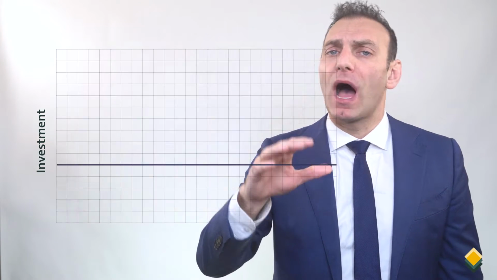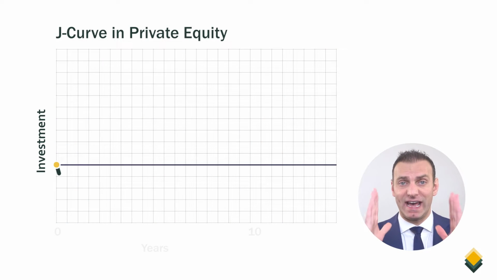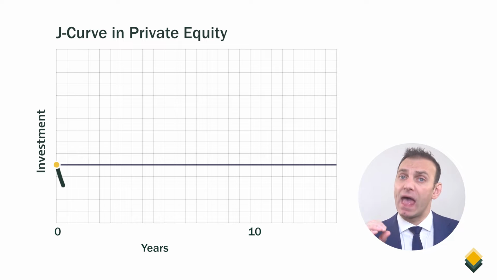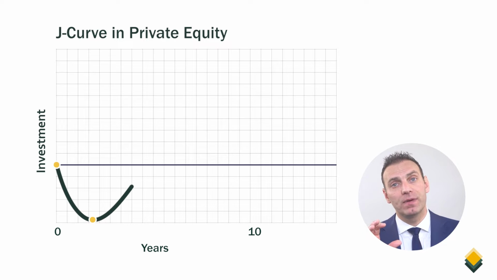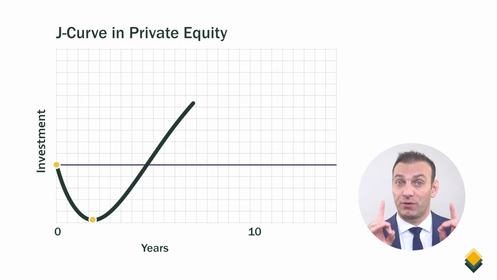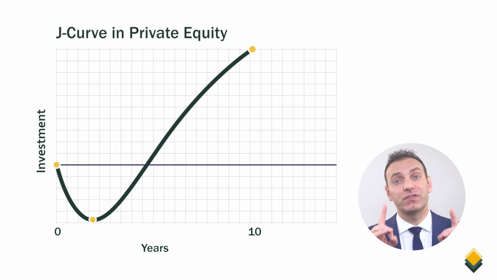Just to recap, a private equity fund is 10 years in length. At the beginning of the fund, it finds companies and buys companies. And slowly over time, it creates value and sells companies. If we graph this out, it creates what is known as the J-curve in private equity.